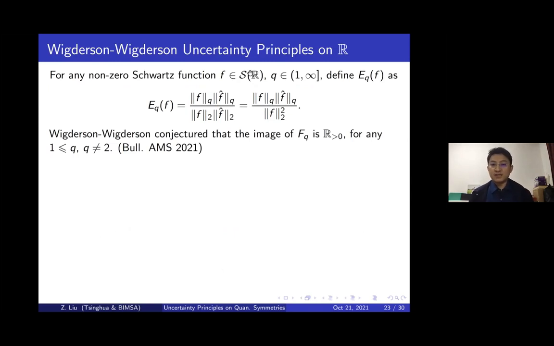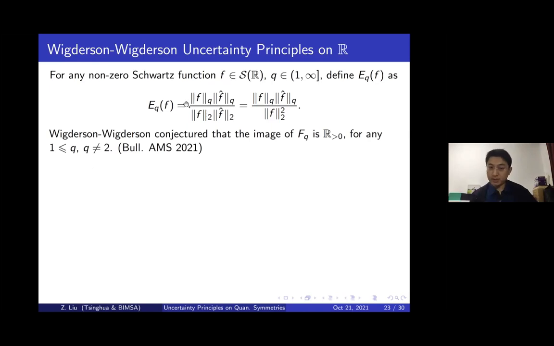Not only on the finite side, they also consider this kind of uncertainty principle for the real line. So they take the product of the Q norm of f and its Fourier transform, Q from 1 to infinity, over the two norm. And then they want to understand this value. So when Q equals 2, clearly this is just 1. The range is 1. And they conjecture that the image of this E_Q is all positive real numbers for any Q bigger or equal to 1, but not 2.